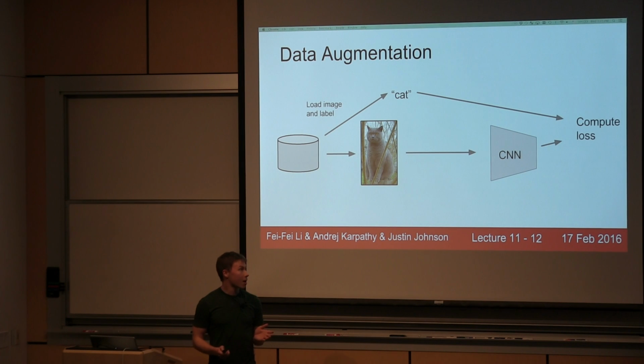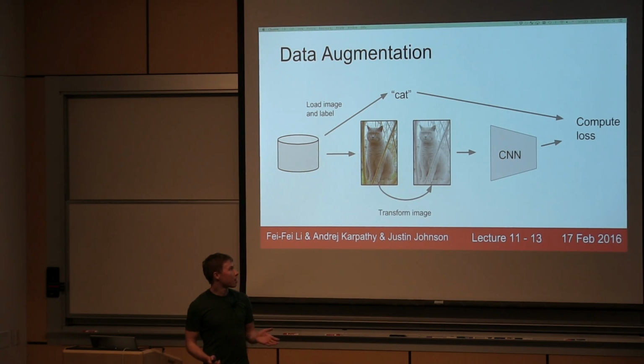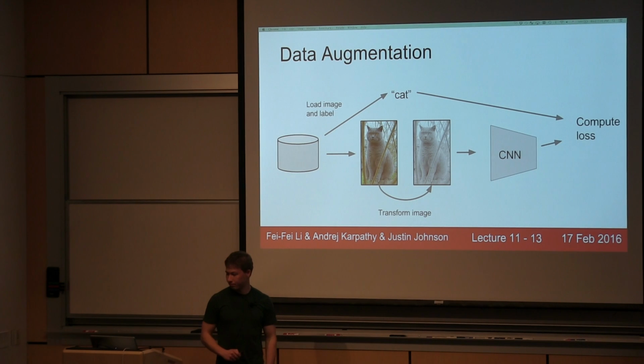The thing about data augmentation is we just add one little step to this pipeline, which is here. So after we load the image up off disk, we're going to transform it in some way before passing it to the CNN. And this transformation should preserve the label. So we're going to compute loss, backpropagate, and update the CNN. So it's really simple, and the trick is just what kinds of transforms you should be using.